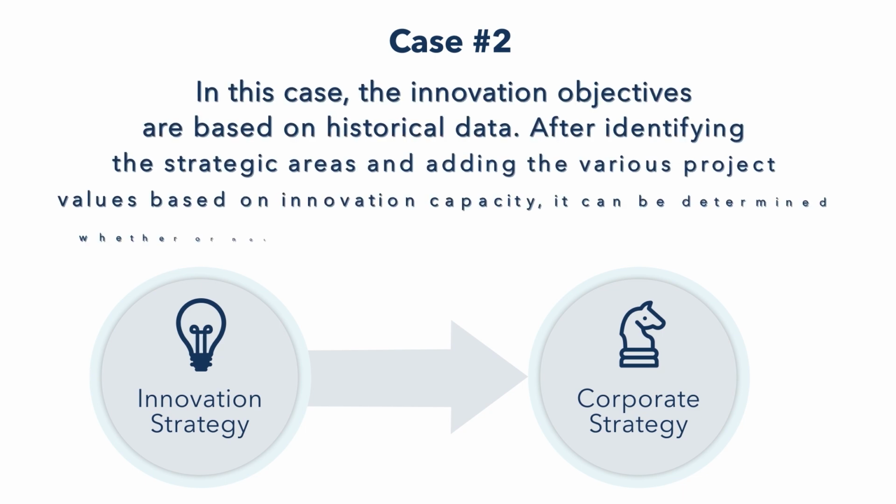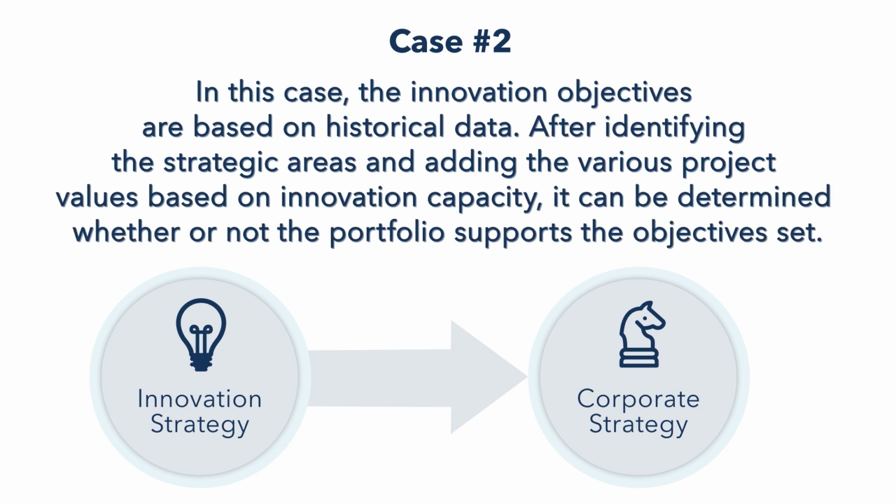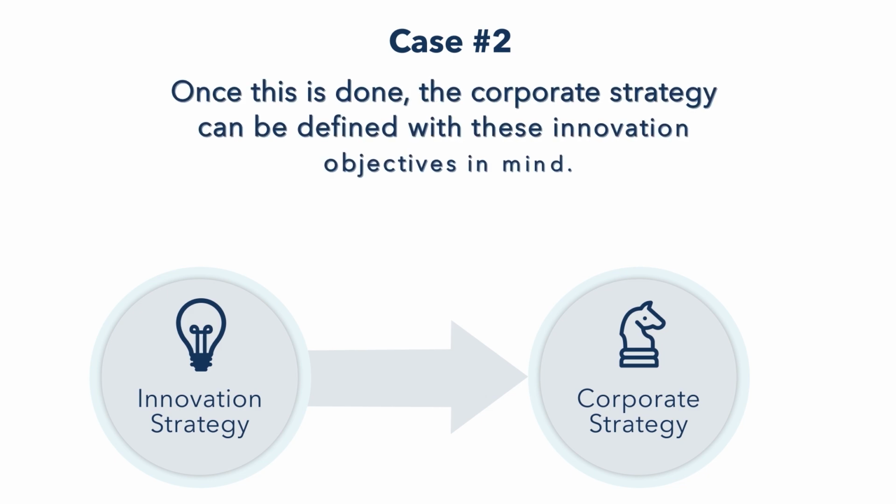In this case, the innovation objectives are based on historical data. After identifying the strategic areas and adding the various project values based on innovation capacity, it can be determined whether or not the portfolio supports the objective set. Once this is done, the corporate strategy can be defined with these innovation objectives in mind.